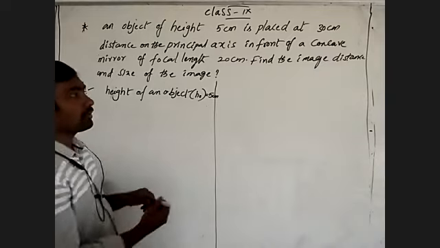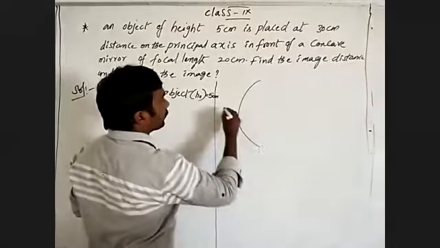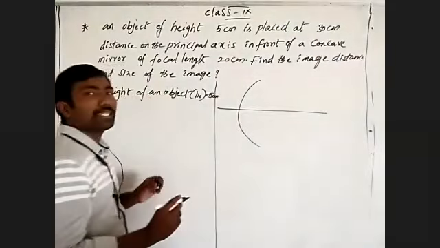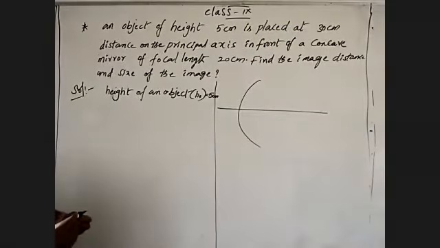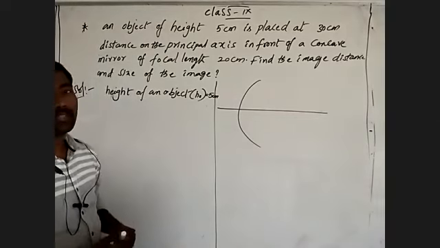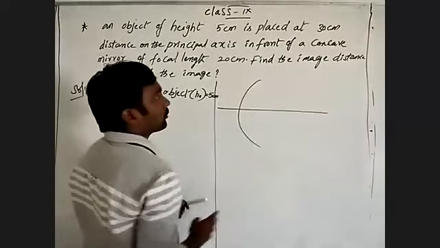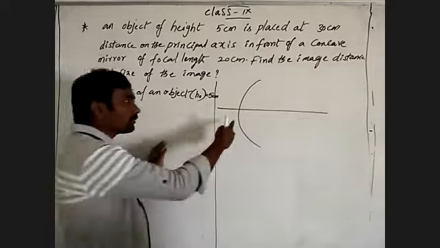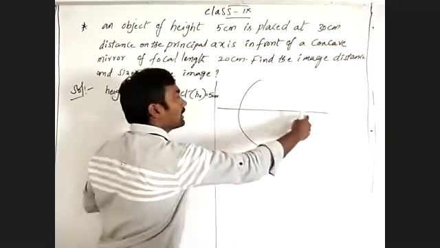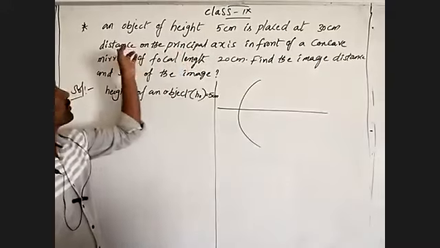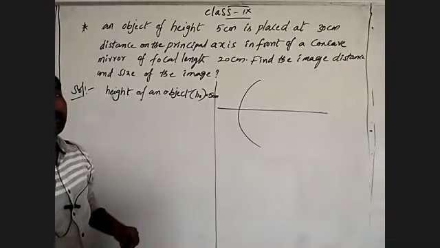I will draw a rough drawing for you. This is a concave mirror, and this is the principal axis. So the height of the object is 5 centimeter, placed on the principal axis, in front of the mirror. How much distance? 30 centimeter from the concave mirror.